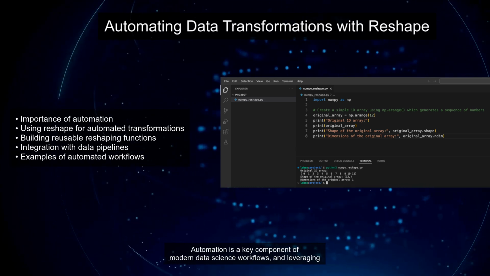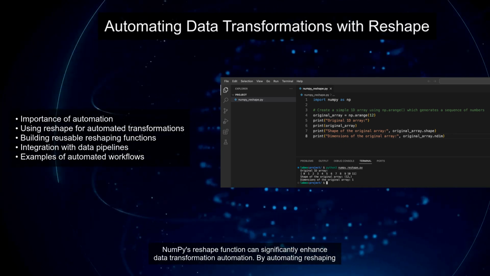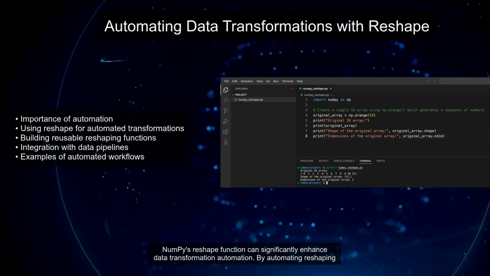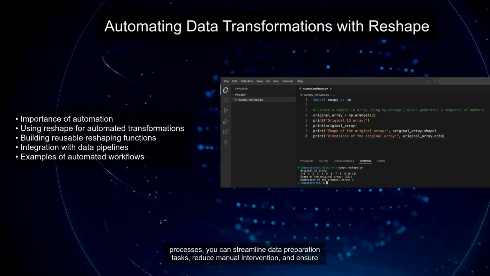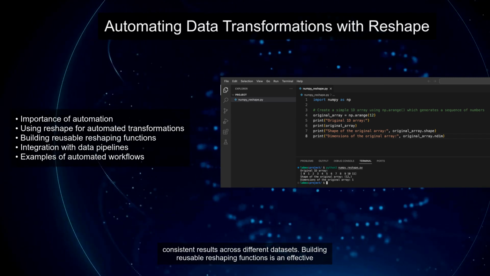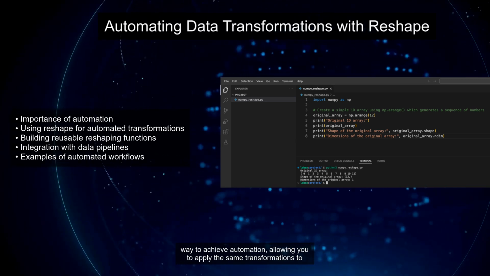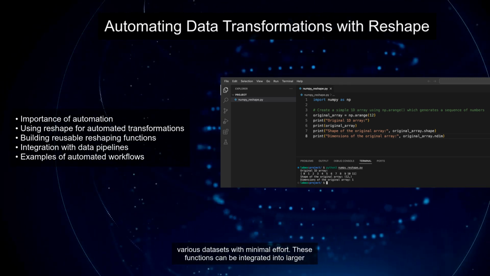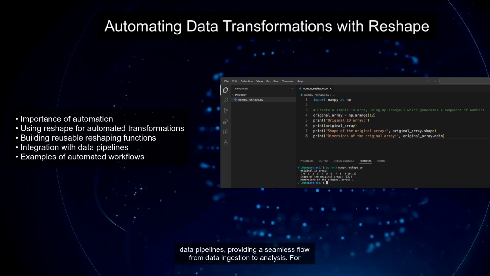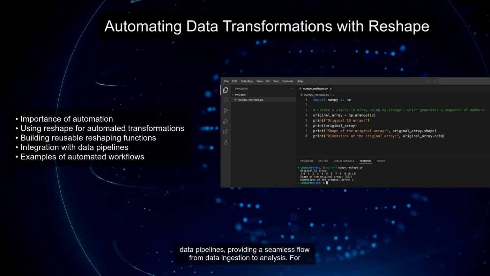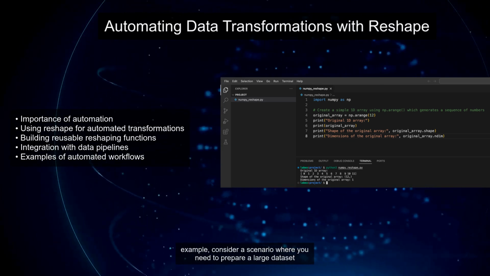Automation is a key component of modern data science workflows, and leveraging NumPy's reshape function can significantly enhance data transformation automation. By automating reshaping processes, you can streamline data preparation tasks, reduce manual intervention, and ensure consistent results across different datasets. Building reusable reshaping functions is an effective way to achieve automation, allowing you to apply the same transformations to various datasets with minimal effort. These functions can be integrated into larger data pipelines, providing a seamless flow from data ingestion to analysis.